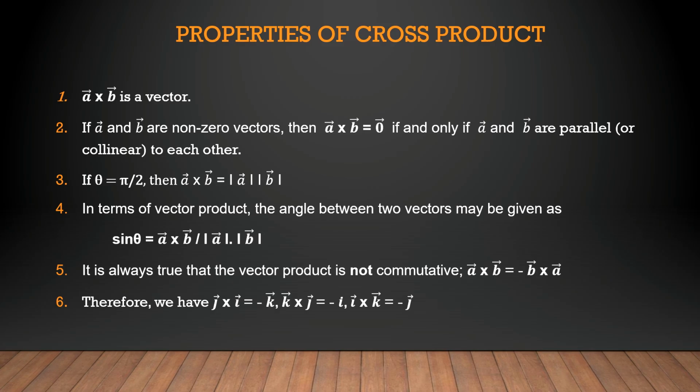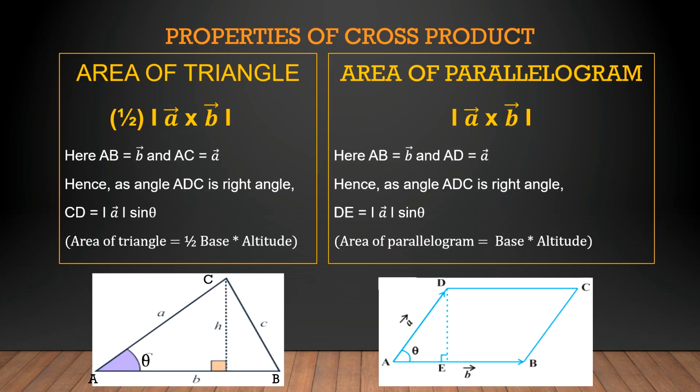Now, if you want to find the angle between the two vectors using the cross product formula, like we have seen in the dot product, sine theta will be equal to magnitude of A cross B upon magnitude of A into magnitude of B. And it is always true that the vector product is not commutative. Remember, not commutative means A cross B is equal to minus of B cross A. Also, if the components are given in component form i, j and k, then j cross i is minus k, k cross j is minus i, and i cross k is minus j.